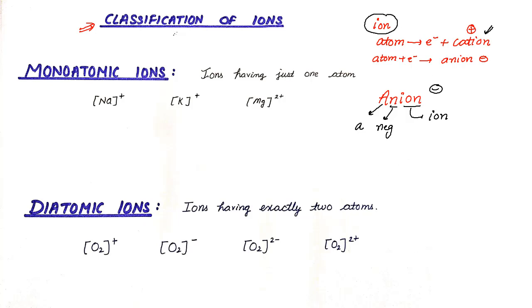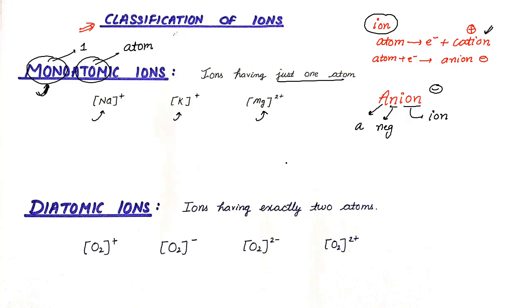What do we mean by ions? Ions are the species which carry either a positive or a negative charge. Let us now talk about monoatomic ions. See, mono means one. Atomic means atom. So monoatomic ions are the ions which have just one atom. For example, Na+. So Na has just one atom of sodium. K+, Mg2+. So all of them may have different charges, but they have just one atom.